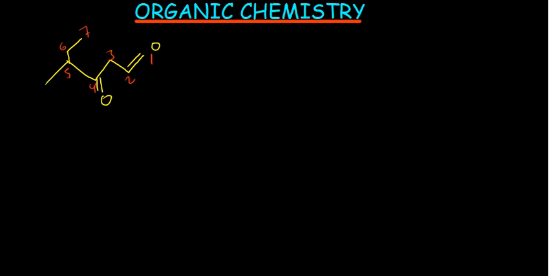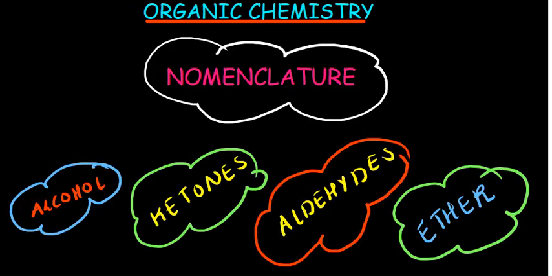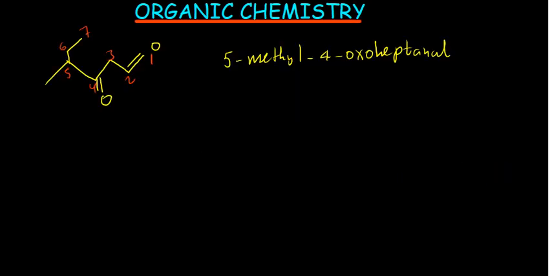So this is going to be 5-methyl, and then at position number 4 we have got oxo, that is a ketone. Then name the whole chain having 7 carbons, that is hept. So it becomes heptanal. So that is going to be the name for this one. And that's how we get to name ketones and also aldehydes. So what is remaining to name is ethers here. Okay, so let's see how we name ethers.